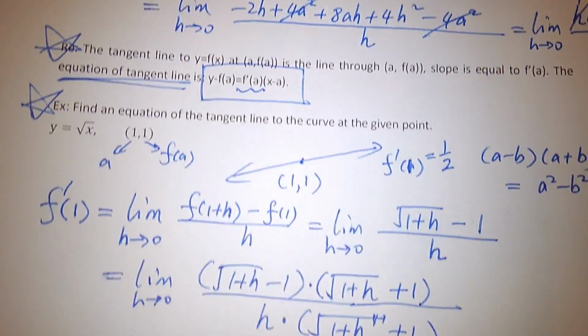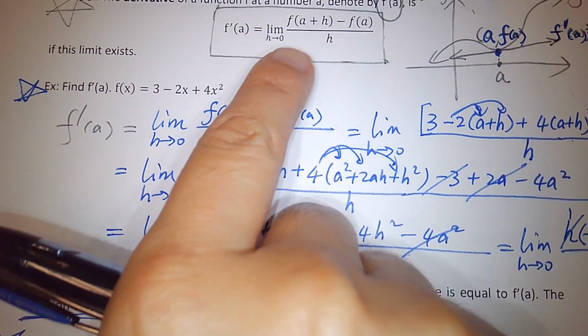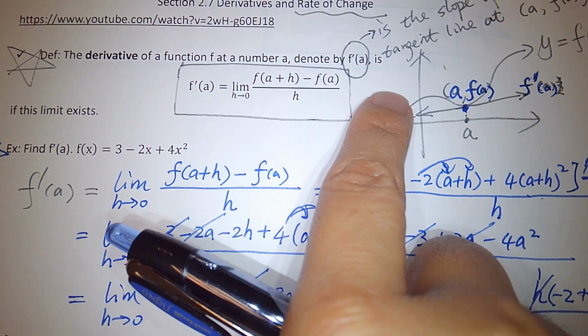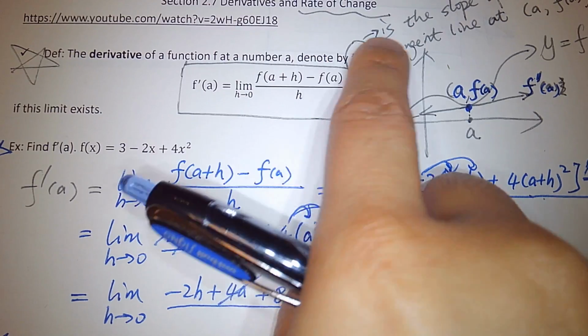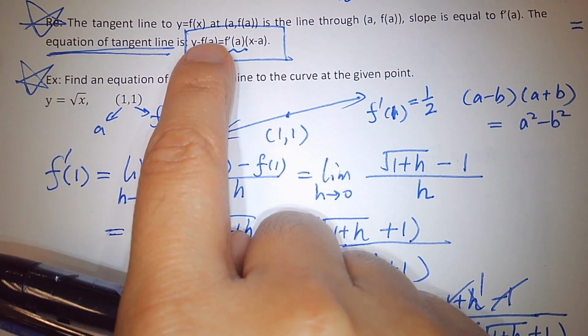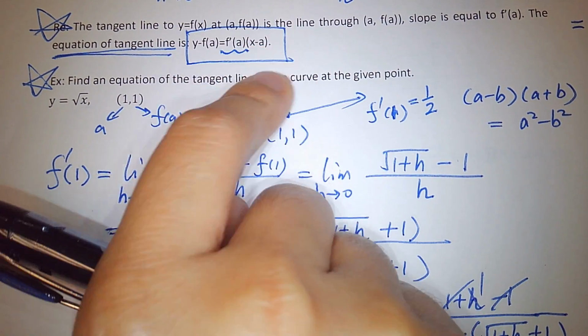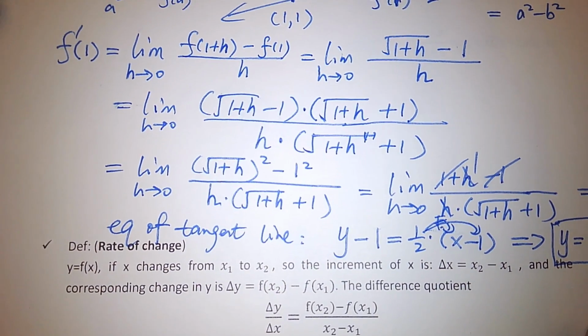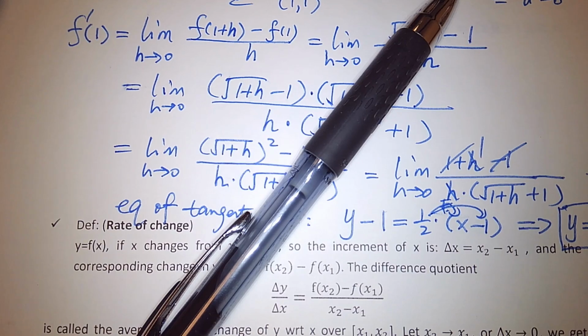So far we have learned what? The definition to compute a derivative, okay? And what is the geometric meaning of a derivative, which is a slope, okay? And also we have learned what? The equation of the tangent line, okay? So that's what we have learned so far, okay? And then I'm gonna pause a little bit.